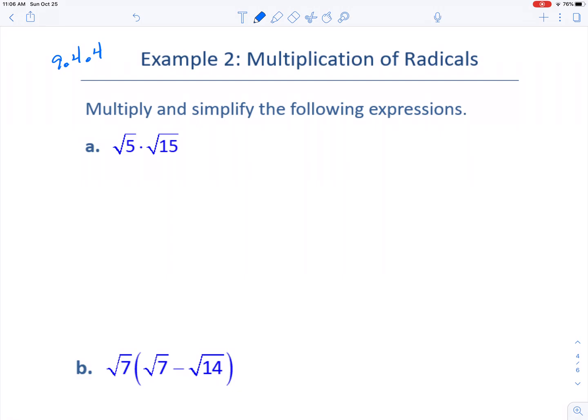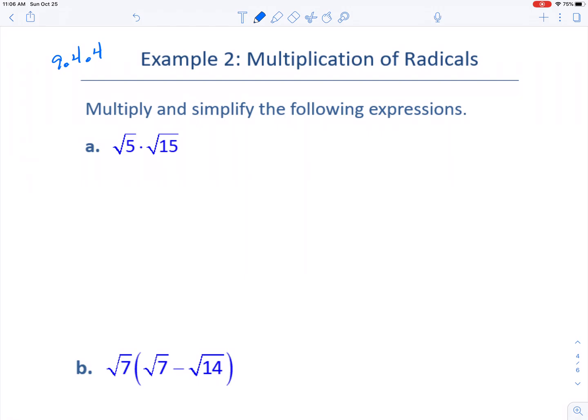So we just finished the video on adding and subtracting radical expressions. So now we're going to finish up and look at multiplication. And again, we're not doing the section on rationalizing denominators for this course.